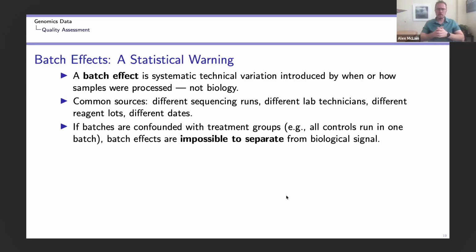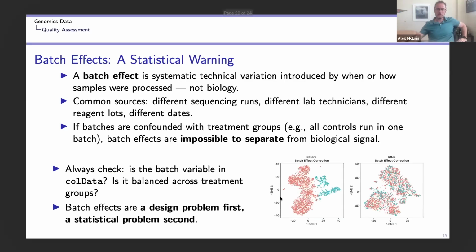We want to make sure that these batches are not confounded with treatment groups. That's kind of a disaster, because then we can never differentiate the batch effects from the actual biological signal that we're interested in. So we want to check, okay, is there a batch variable in the column data, and is it balanced across treatment groups? These are things that you want to control for batch effects in the design stage of an analysis.